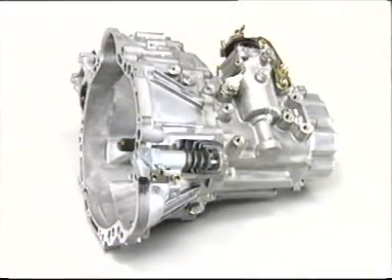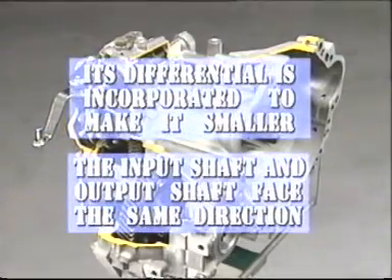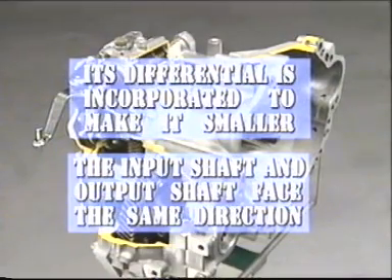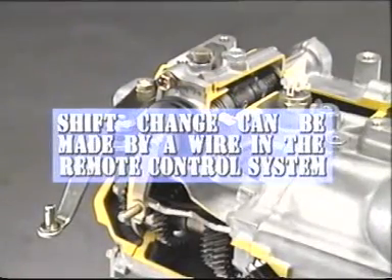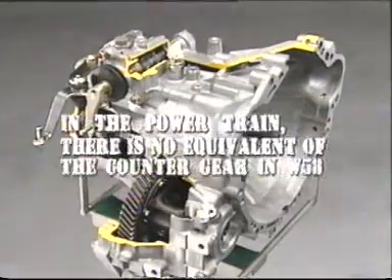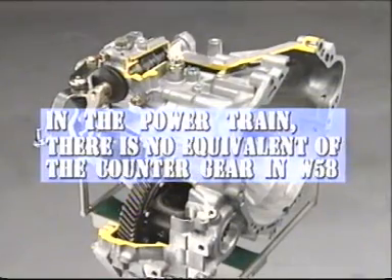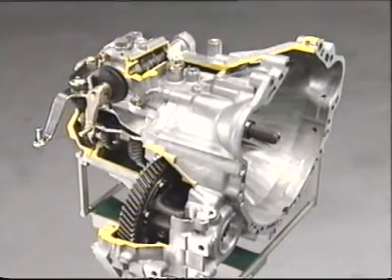The C50 transaxle for FF vehicles has different characteristics compared with the W58 we have just seen. Its differential is incorporated to make it smaller. The input shaft and output shaft face the same direction. Shift changes can be made by a wire in the remote control system. In the powertrain, there is no equivalent of the counter gear in W58. Now, here is a brief look at the powertrain of C50.